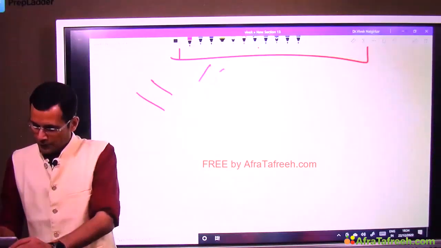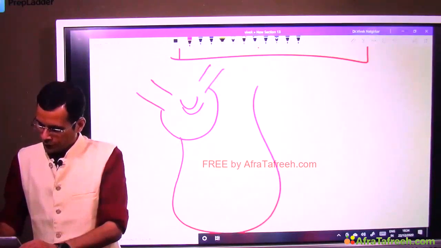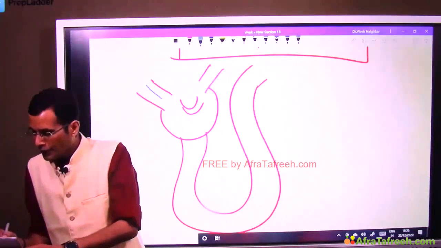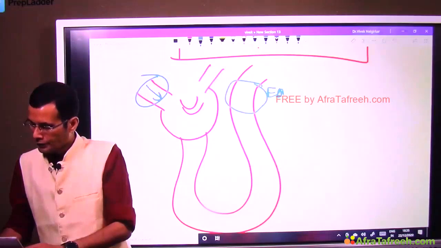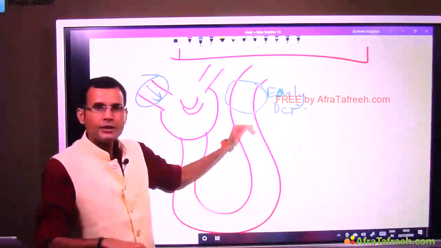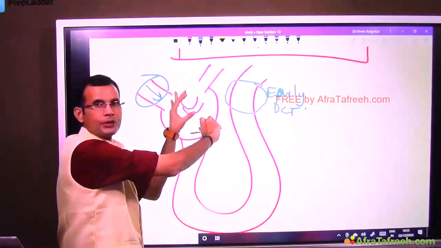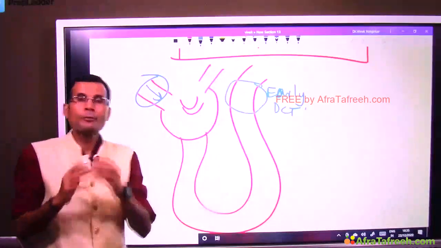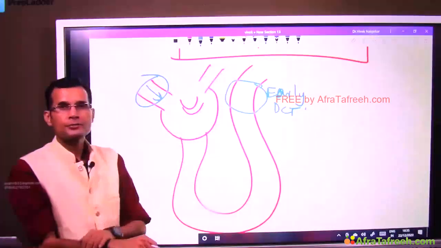What is JG apparatus? Look, for every nephron, here is the structure of the nephron. For each nephron, what happens is, its afferent arteriole and the early part of DCT, the thick ascending limb of loop of Henle and the early DCT, these two parts come close near the glomerulus, forming a complex of cells which is called the JG apparatus.